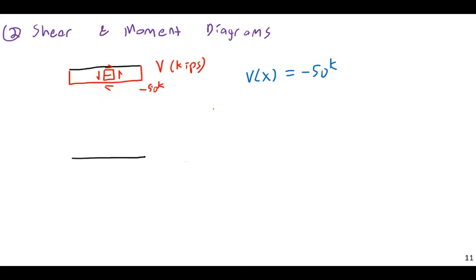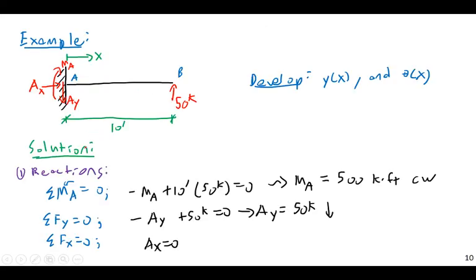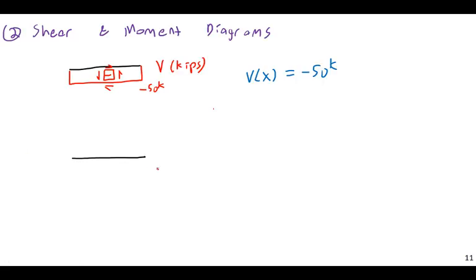Actually, let me go back and say, okay, we have a reaction moment on the left side, and this is a clockwise moment, and we remember from when we learned about moment diagrams that this will cause an upward jump in the moment diagram. So this is going to immediately jump up 500.